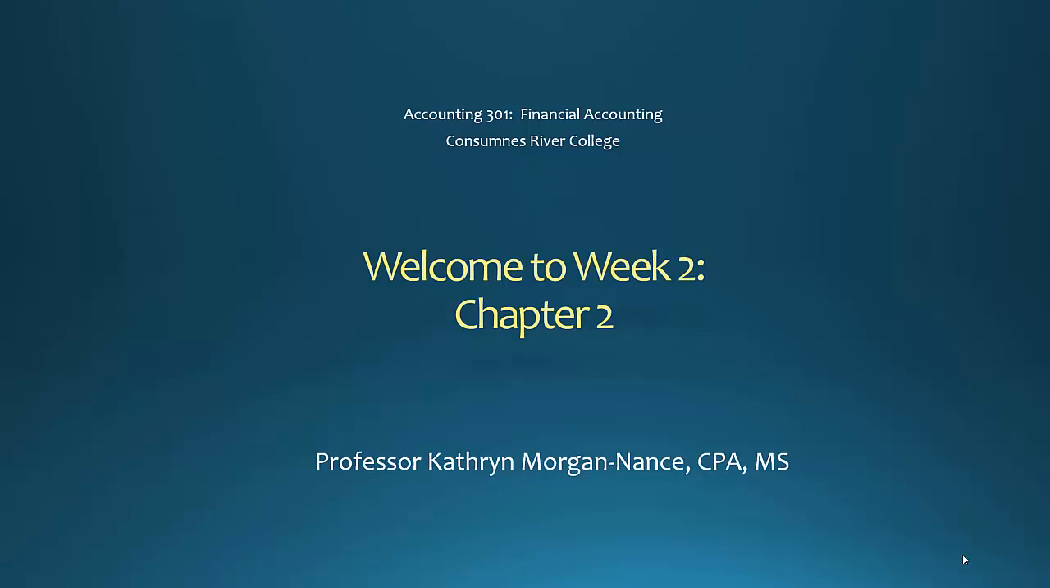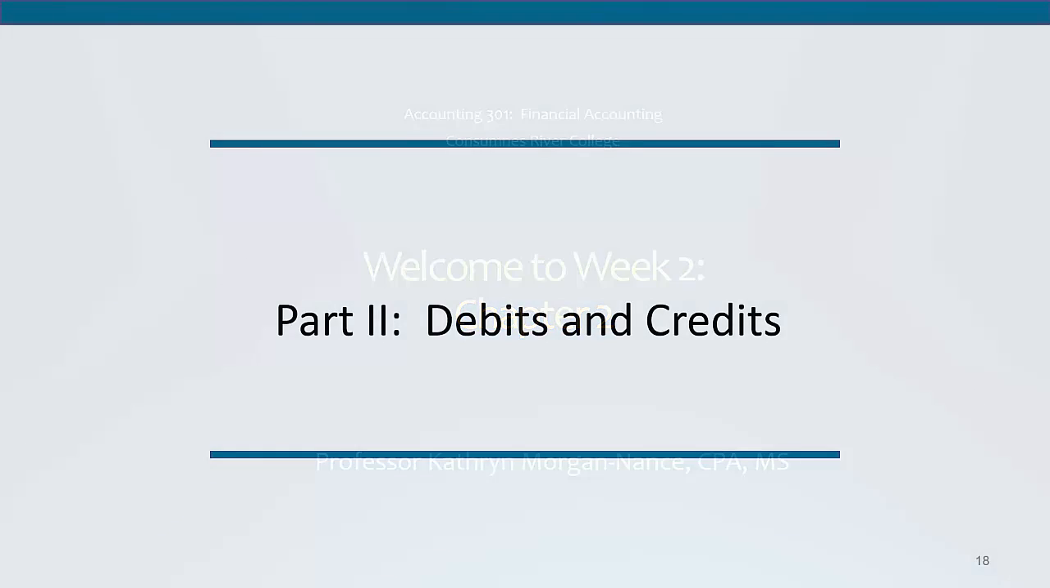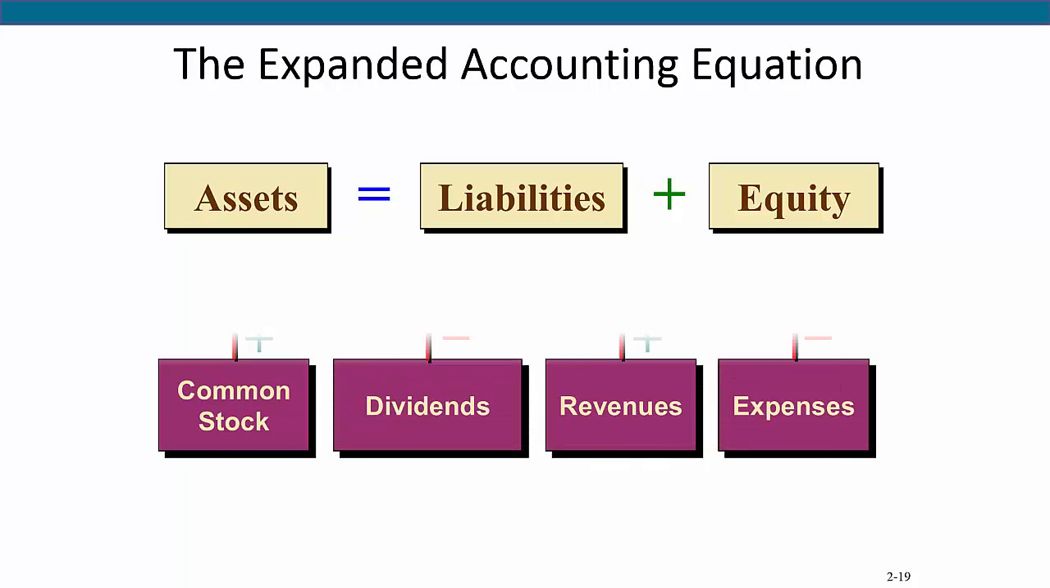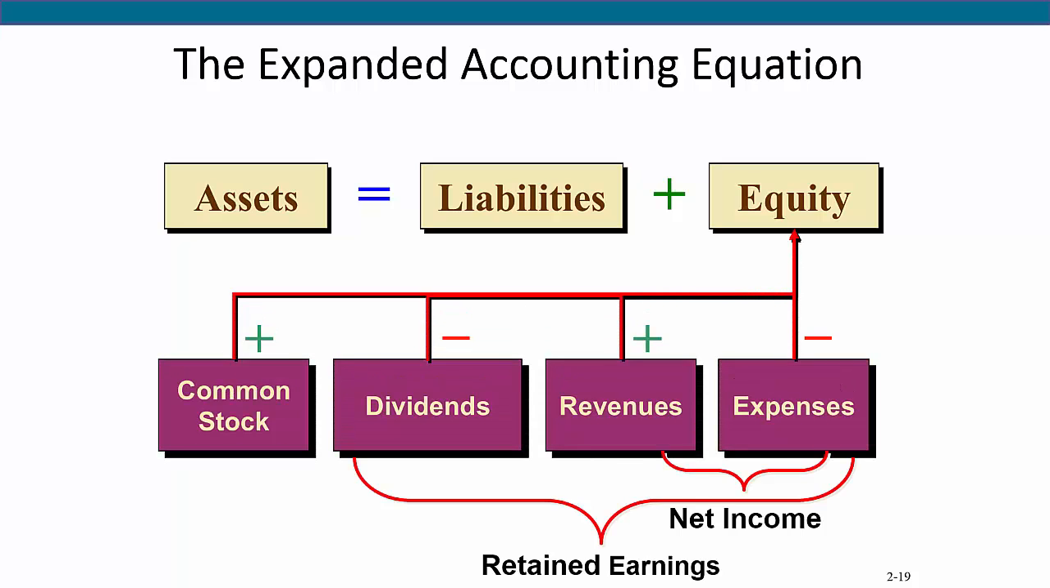Welcome back. Time for us to learn about debits and credits and double entry accounting as we prepare to record transactions in the accounting records. It is important to remember from Chapter 1 how each account affects equity. Revenues increase the equity side of the equation, and expenses decrease equity. And of course, the payment of dividends to shareholders reduces equity.